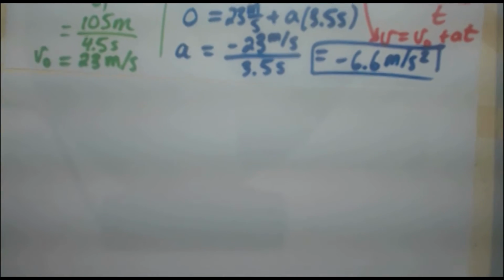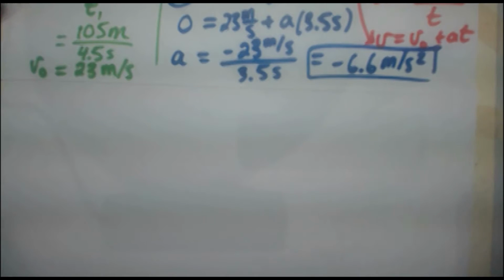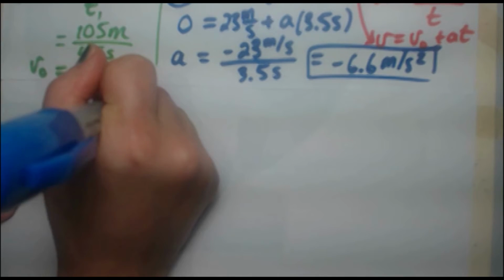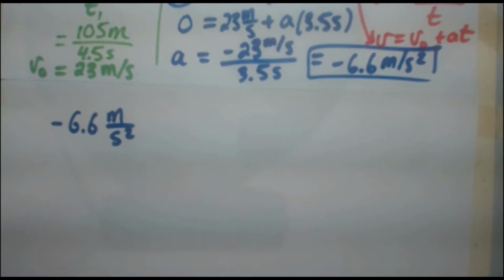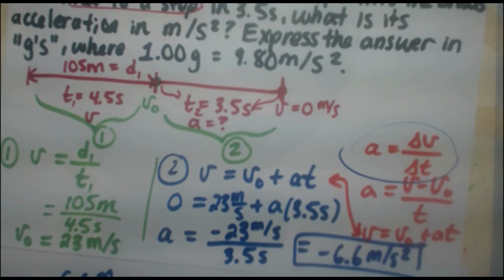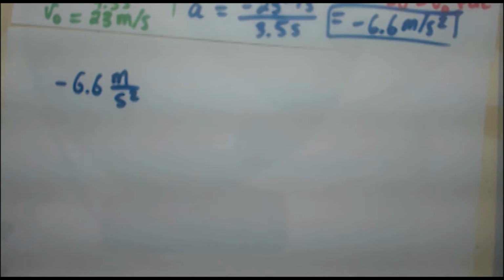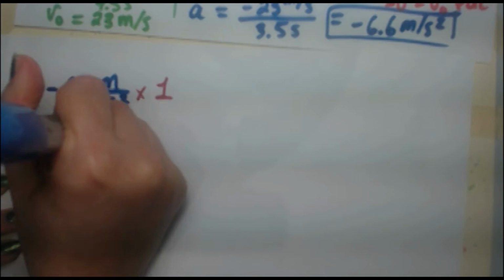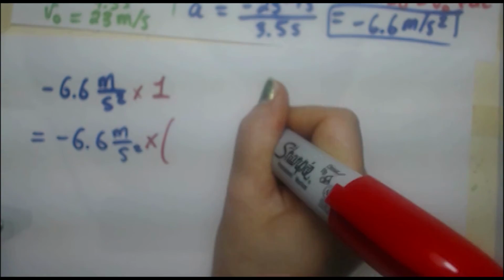Now it's a simple matter to convert it to g's. It's the same way I've taught you in every other problem, so hopefully at this point you know how to do it. You've got the acceleration, minus 6.6 meters per second squared. We are told in the problem that 1 g equals 9.80 meters per second squared. So we multiply by 1, and you replace that 1, just as before, with a giant bracket with a line in the middle.